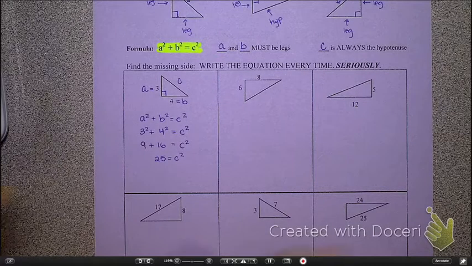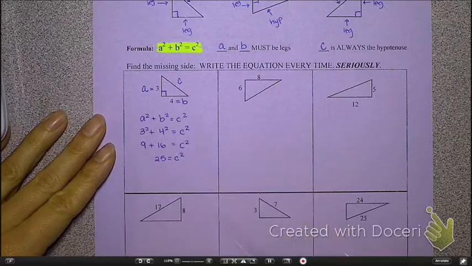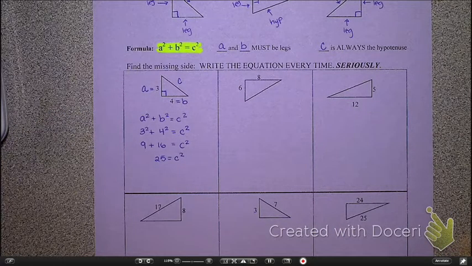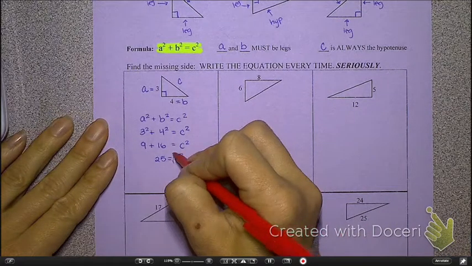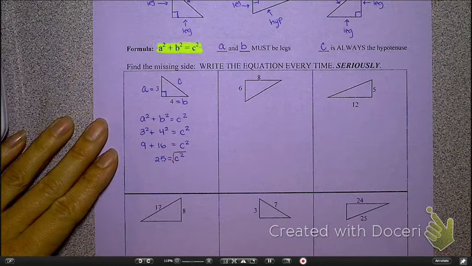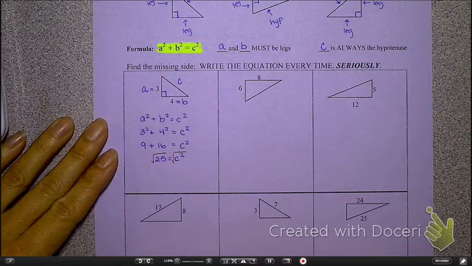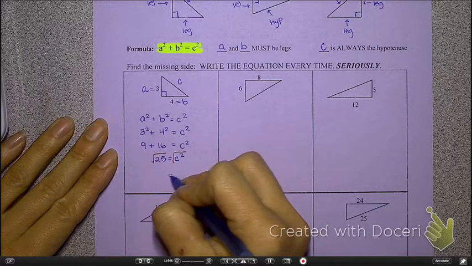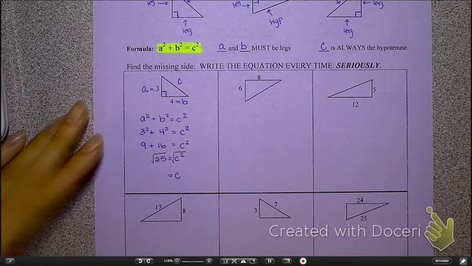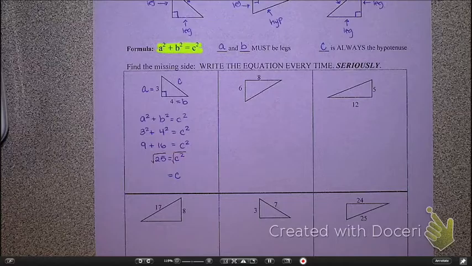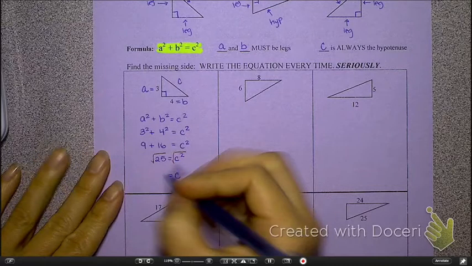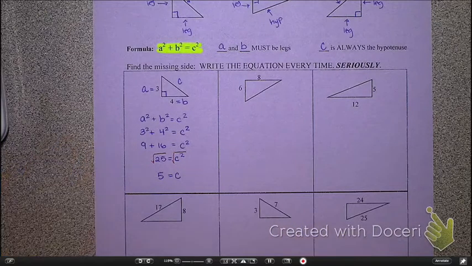So how do I get rid of this squared? Well, one thing I can do is take the square root, because the square root cancels out a squared. They're like inverse operations, okay? So if I square root this side, I also have to square root the other side. And what that allows me to do is find just c. Okay, so what is the square root of 25? 5. Good.